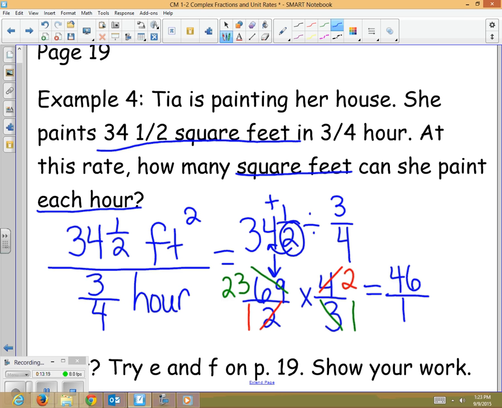Instead of writing 46 over 1, we can simply answer the question by saying that she paints 46 square feet per 1 hour.